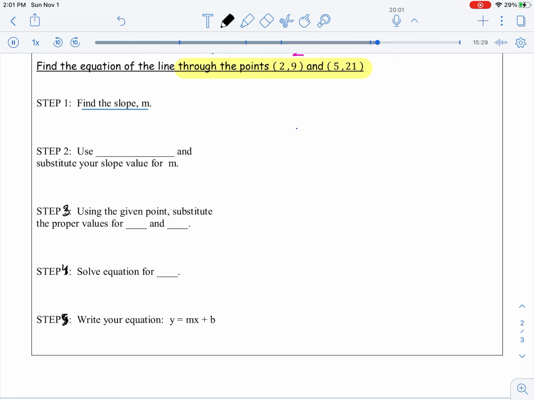If you don't like it, then go ahead and do it the same way we did the previous problem with some subtraction. So here's my table, X and Y. I know that my 2 points are (2, 9) and (5, 21).